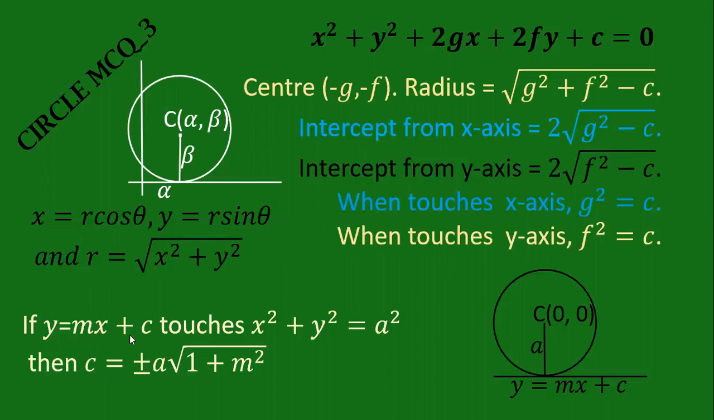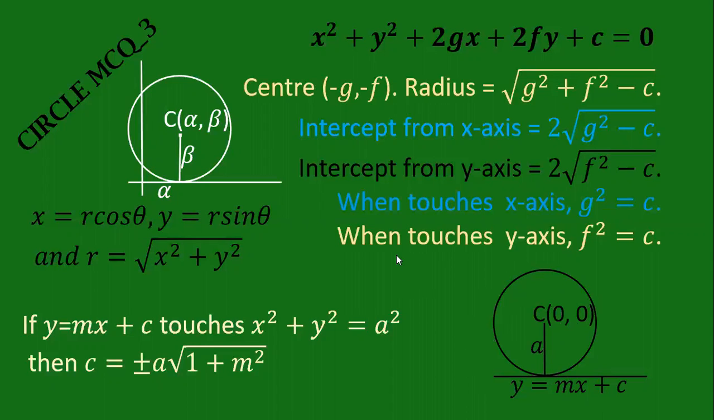This is another formula. If this straight line touches the circle, then we get the relation. And another picture: if the straight line touches the circle, then the distance from the center to this straight line is equal to the radius of the circle.